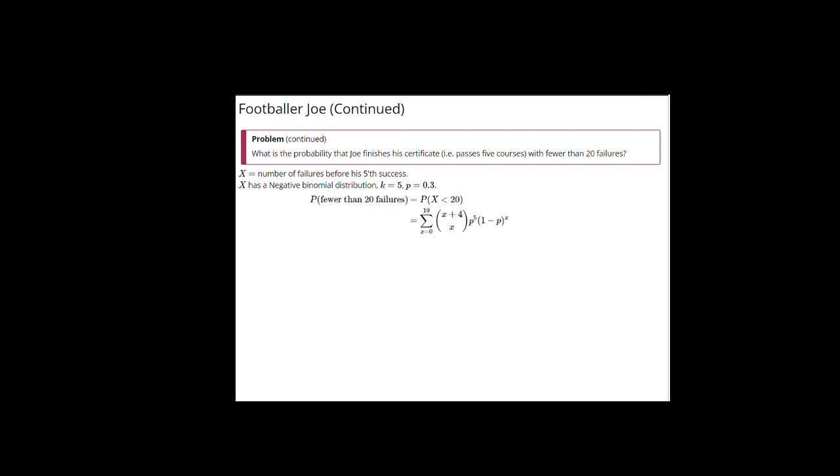Sum x goes from 0 up to 19, x plus 4 choose x, because it's normally x plus k minus 1, and k is 5, p to the power k, or 5, 1 minus p to the power x. And that sum in this case, where p is equal to 0.3, is something like 0.889. Again, he can be reassured that there's almost a 90% chance he'll get by with fewer than 20 failures.